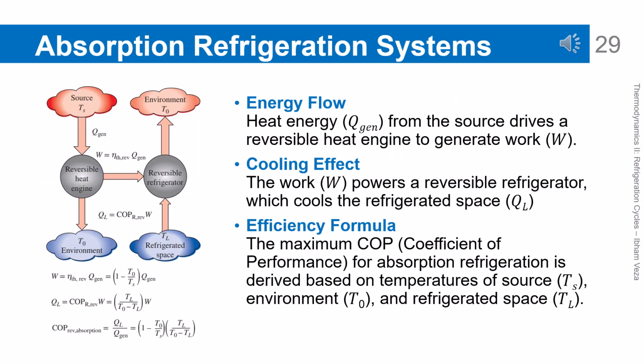Energy flow and maximum COP in absorption system. An absorption system can be analyzed as a combination of a reversible heat engine and a reversible refrigerator. Heat Qgen is used to produce equivalent work that then drives the cooling process. The maximum COP of this system depends on the temperatures of the heat source, the environment, and the refrigerated space. Theoretically, the COP can be derived from the temperature relations Ts, T0, and TL. This analysis shows that the performance of absorption systems strongly depends on the quality of the heat source.